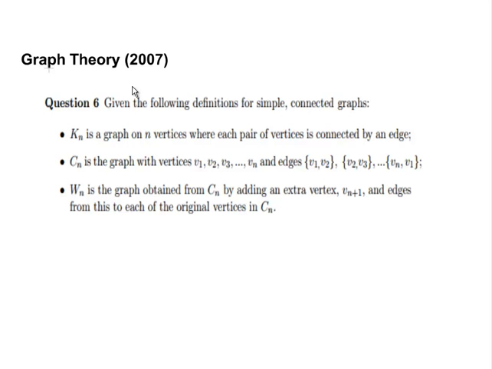So, given the following definitions for simple connected graphs, Kn is a graph on n vertices where each pair of vertices is connected by an edge. So that is essentially what we call a complete graph. And just a quick look at a complete graph there. Let's say we have 4 vertices, 1, 2, 3, and 4. They are all connected to each other. So we say each possible pair is connected to each other. So that is a complete graph.